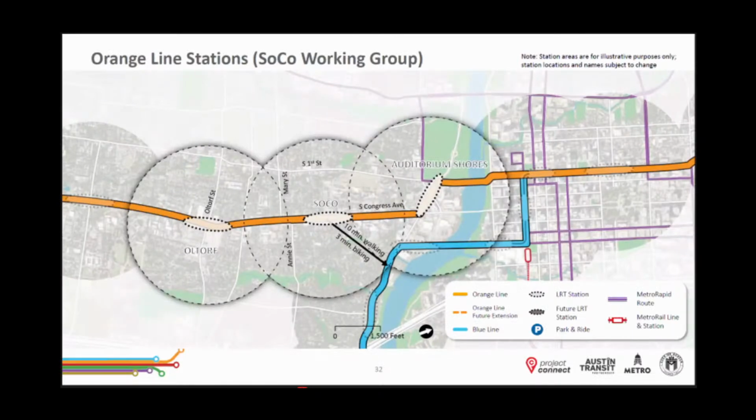The Oltorf station would be near the existing 801 stop at Oltorf. The location of the South Congress and Auditorium Shores stations are still being determined. A general area is indicated. This is also the area that the light rail line will make a turn to follow the alignment of Guadalupe Street.